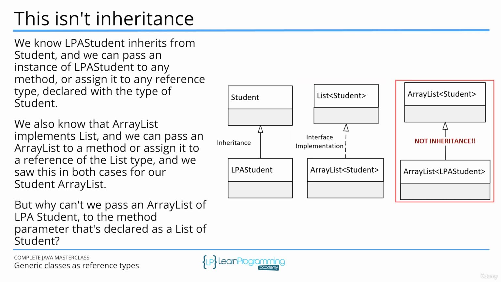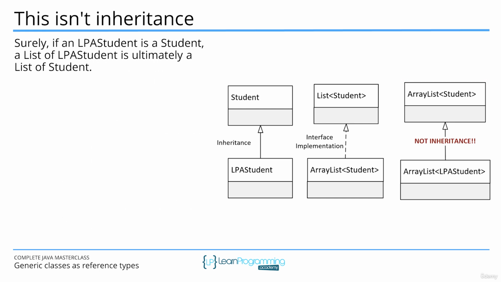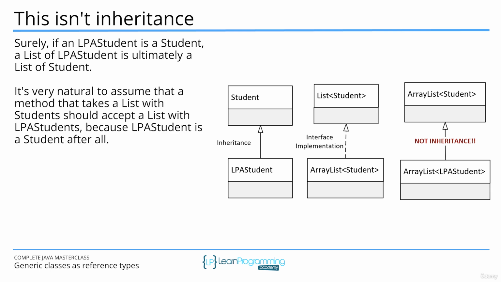But why can't we pass an array list of LPA student to the method parameter that's declared as a list of student? Surely if an LPA student is a student, a list of LPA student is ultimately a list of student. It's very natural to assume that a method that takes a list with students should accept a list with LPA students, because LPA student is a student after all. But that's not how it works.